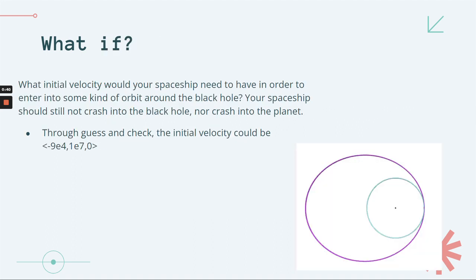So in the what-if question, we're asked to find initial velocities of a spaceship where the spaceship would enter some kind of orbit around the black hole. Again, through just guess and checking lots of different velocities, I found that one possible option would be negative 9 times 10 to the 4th, 1 times 10 to the 7th, 0 meters per second, which gives us this kind of elliptical orbit seen by the spaceship with the magenta color.